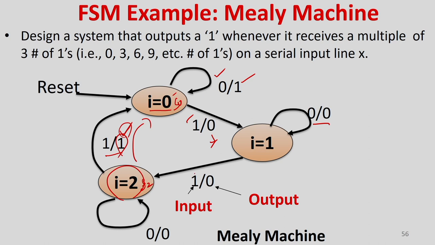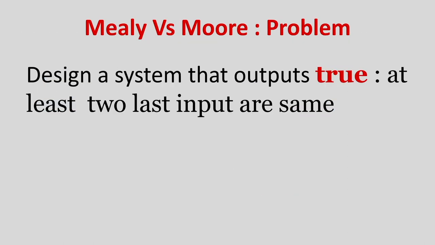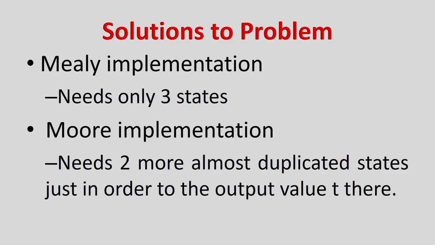So, these are the input and these are the outputs, and let us look at another thing. Design a system that outputs true if the last 2 inputs are the same. Suppose if you encounter a 0 0, then output 1, if you encounter a 1 1, then also output 1, but the last 2 inputs need to be the same. And the Mealy implementation requires only 3 states, but the Moore FSM requires 2 more states, and because of this reason Mealy machines are a little bit optimized.